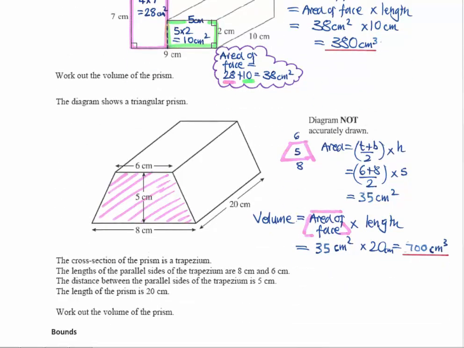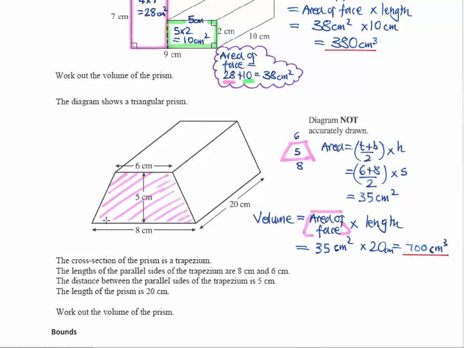Down here we have another prism, but this time the face of the prism is in the shape of a trapezium. Now, it doesn't matter what the shape is, we've still got to find the area. So it's the area of this shaded face multiplied by 20. That's what we're always trying to do, the area of the face times the length. So you need to know the formula for the trapezium, and the way I remember it is like the average of the top and the bottom, and then you multiply it by the height.